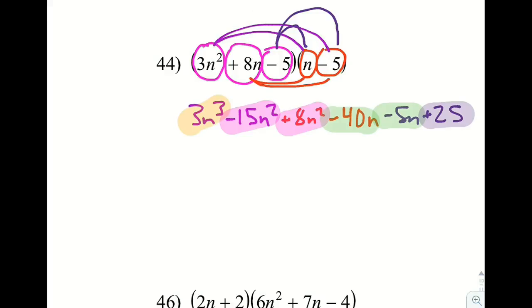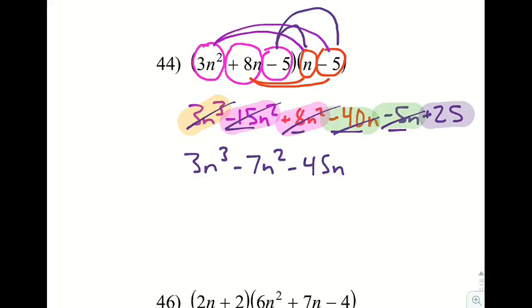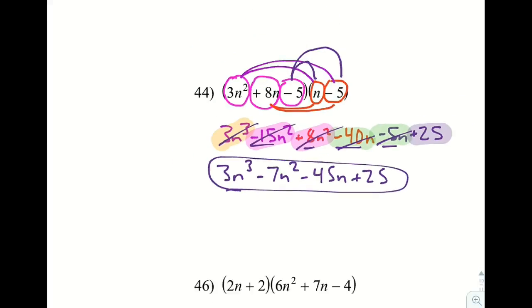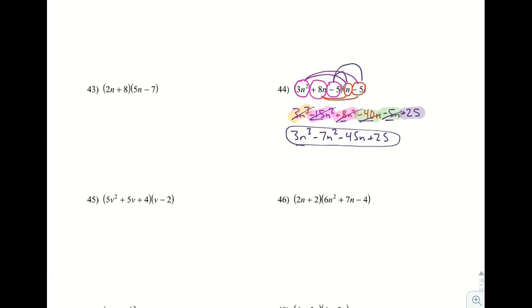So cleaning that all up, 3n to the third comes first, highest power. Conveniently, this is actually all in the correct order already. So negative 15 plus positive 8 is minus 7n squared. Cross those out. We have a negative 40 and a negative 5, which make negative 45n. And then we just have a plus 25 at the end. And that's going to be our cleaned up solution in standard form.